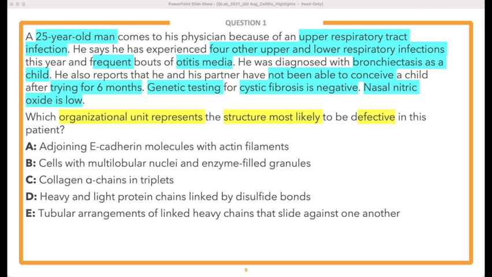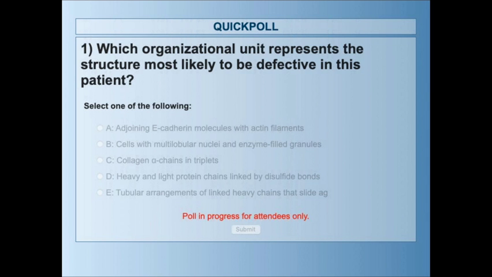So we're going to go ahead and open up that poll. Go ahead and select the answer choice you think is the best answer here, and we'll talk about it in just a few seconds. Okay, thank you, Paris. And again, we've got the question up. Go ahead and choose the answer that you think is correct. That answer choice E kind of got cut off. So again, it is the tubular arrangements of linked heavy chains that slide against one another.